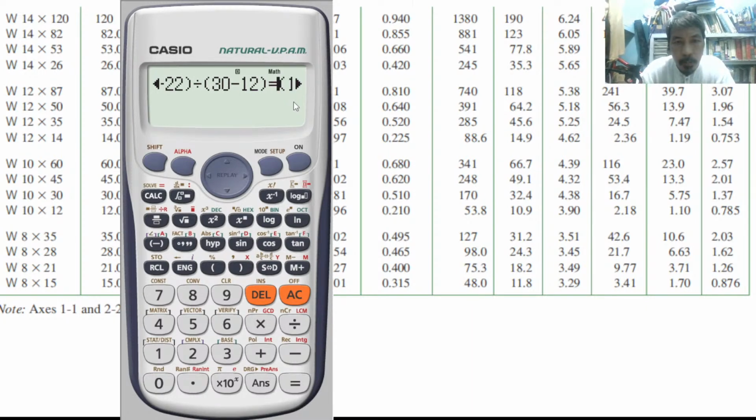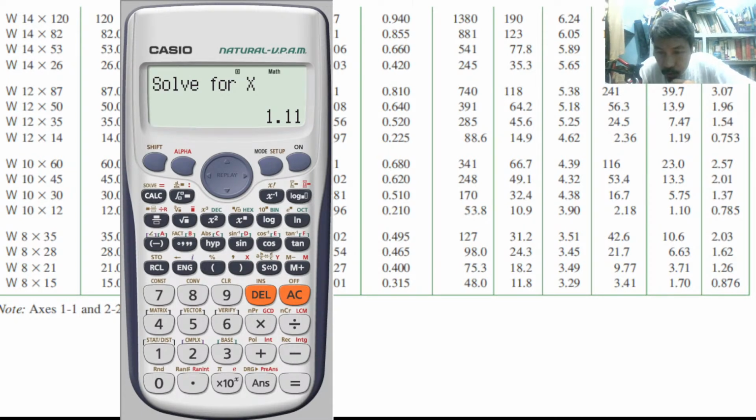Why is it negative? Why does it become negative? Shift solve for the value of X. For instance, 1.11. Okay. 1.11 is the computed value, sir. Okay. So 1.11.